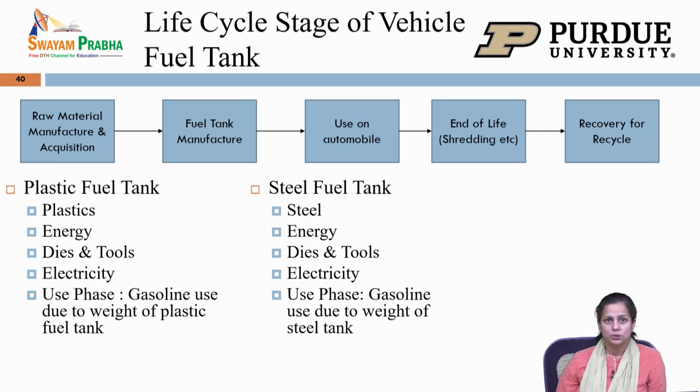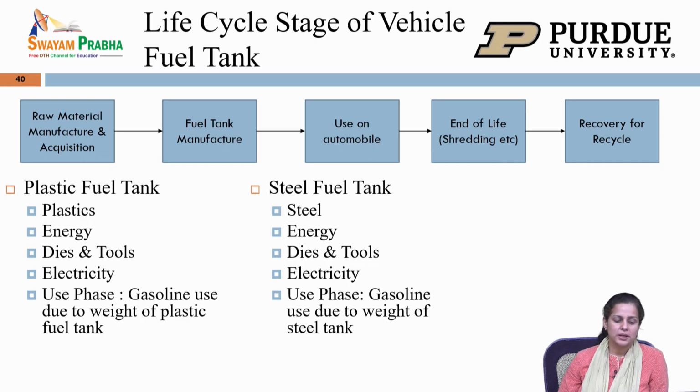So before we go to the hybrid LCA, we will look at the whole manufacturing of the vehicle fuel tank. The life cycle stages that we can look at are the raw material manufacturing and acquisition, then actual fuel tank manufacturing, use on automobile, so however much time it is going to be used, then end of life, which is the shredding, and the shredding of the steel fuel tank and the plastic fuel tank will be different, and then recovery for recycle. Of course, steel may be fully recovered and plastic may not be recovered.